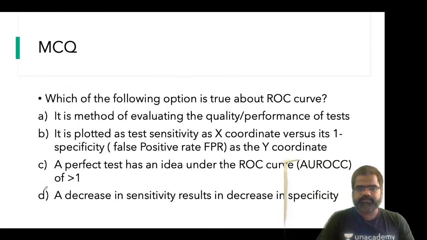Okay. Let's move. Which of the following options is true about receiver operator curve? ROC curve. A: It is a method of evaluating the quality and performance of a test. B: It is plotted as test sensitivity as x coordinate versus 1 minus specificity as the y coordinate. C: A perfect test has an area under the ROC curve of greater than 1. D: A decrease in sensitivity results in a decrease in specificity. What is this, students? Anyone?